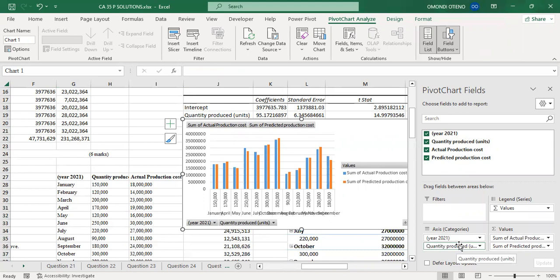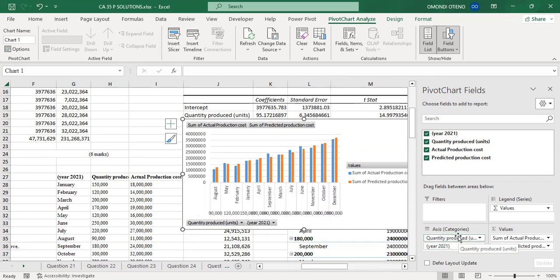So this quantity produced here will not be placed under values, but I will place it under axis, to see how it is going to affect these values here. Of course, you can interchange them to see what the months have. So you have the month here of August, May, and then the outcomes of these items. So that's what we have there.